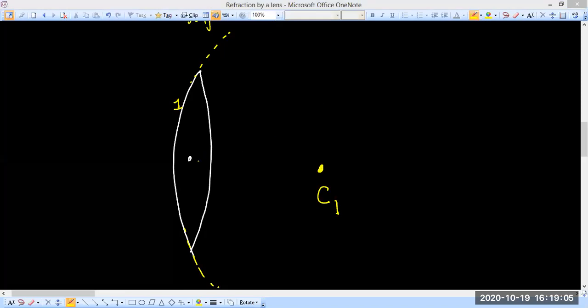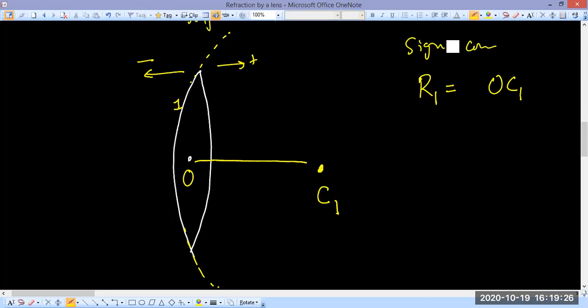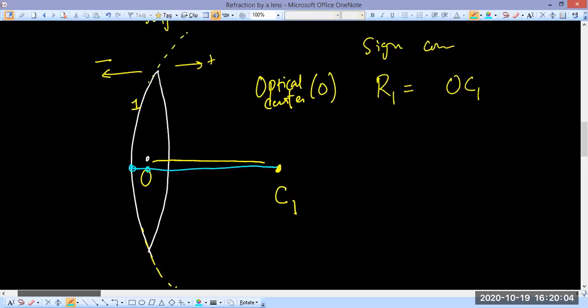In this case, you are going to measure R1 as OC1. Sign convention. R1 as OC1. Here all distances are not measured from the pole, but instead all distances are measured from the optical center, that is O. I know you would be thinking that this is not really a radius. What is a radius actually? Radius is from here to here, right? I hope you understand what I'm saying. But this is where the thin lens idea comes into the picture.